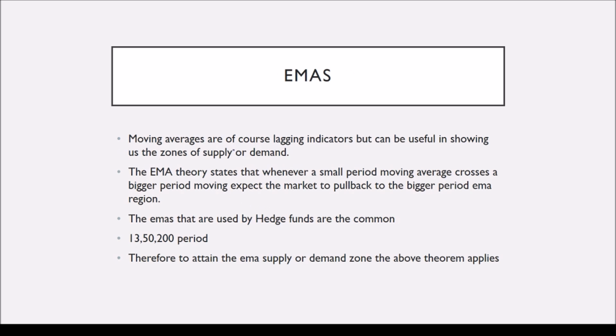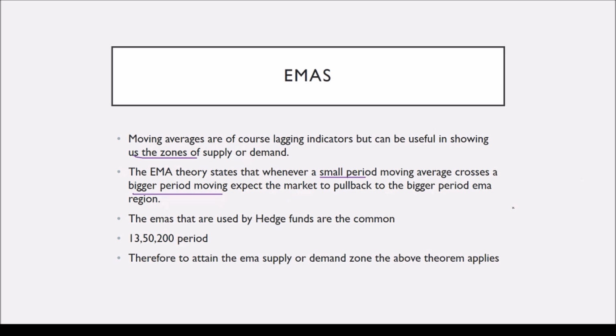Moving averages are of course lagging indicators, but can be useful in showing us the zones of supply and demand. The EMA theory states that whenever a small period moving average crosses a bigger period moving average, expect the market to pull back to the bigger period EMA region. So what do we mean by this statement?